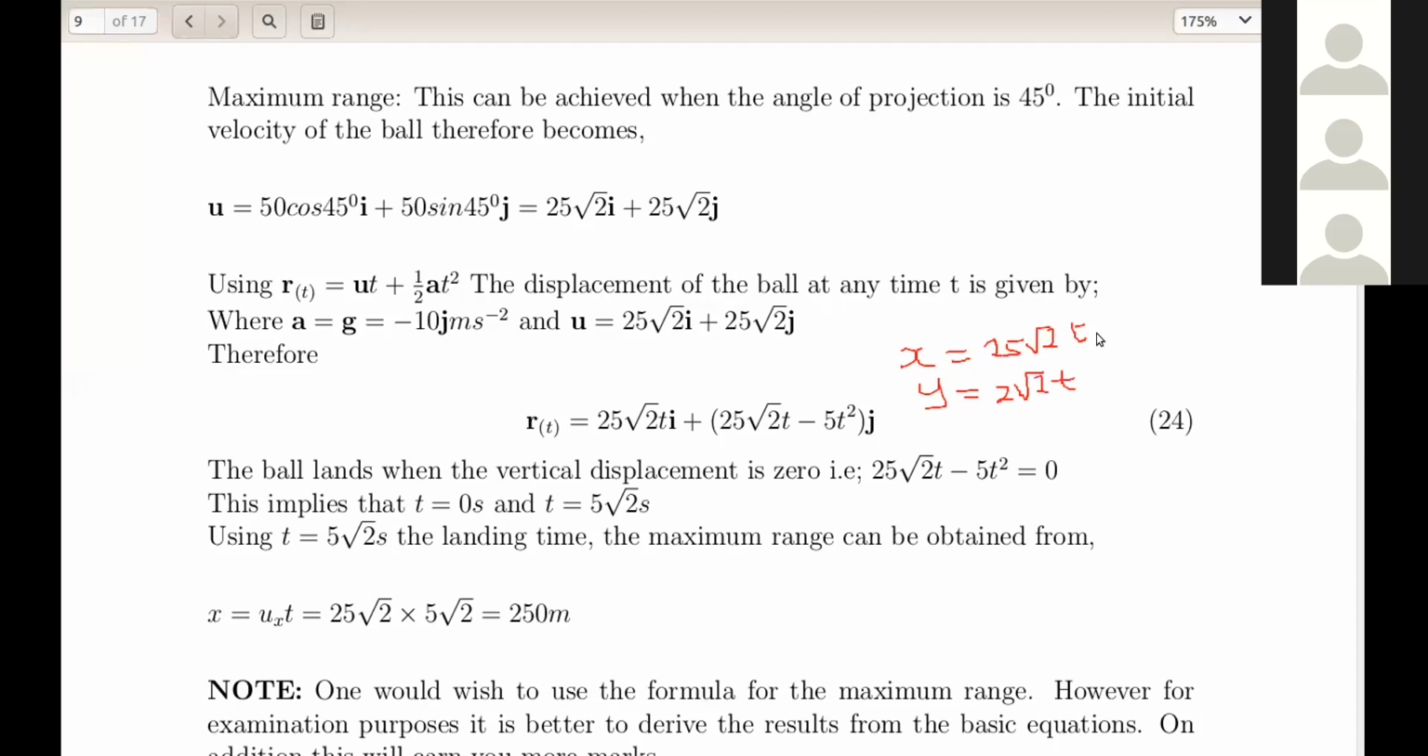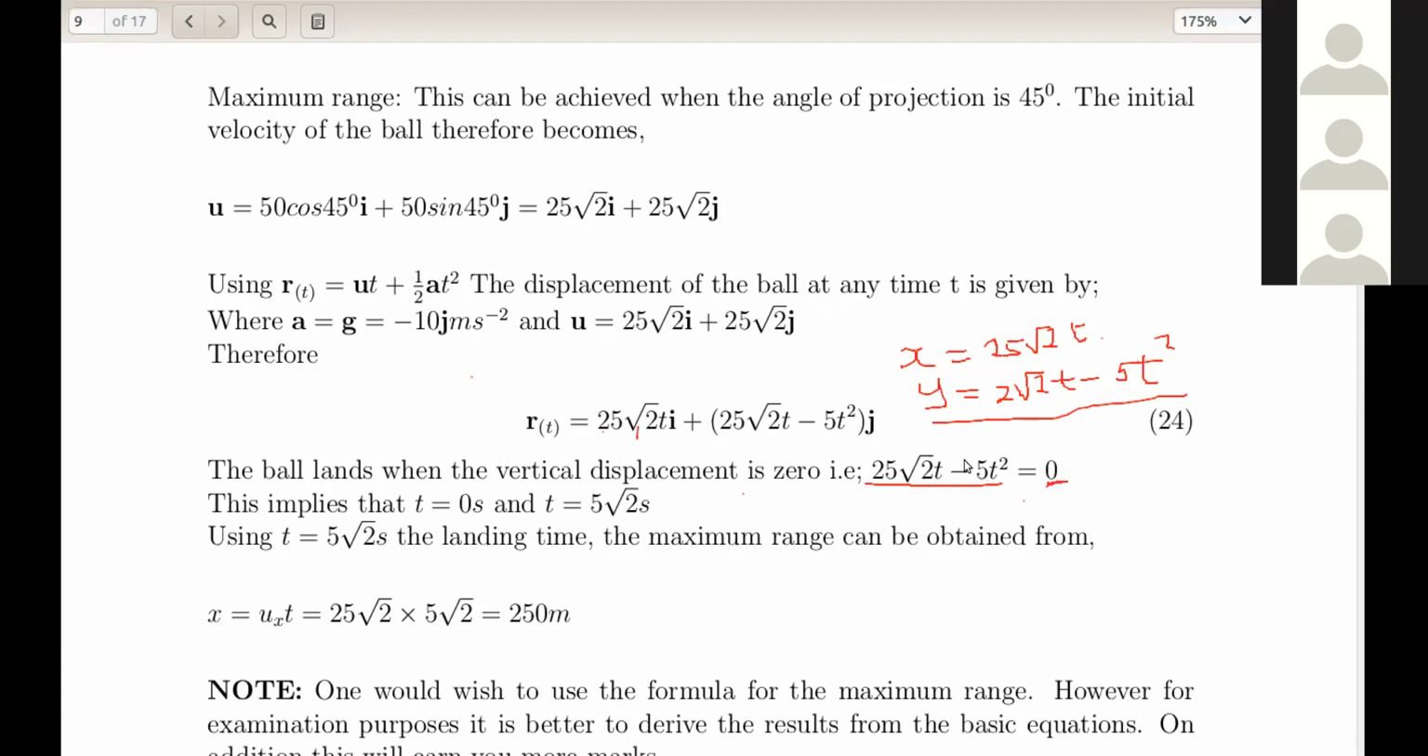The first approach that we used, we were having equations of this nature. Now the two equations can be made into one when we are dealing with the vector approach. So the position at any time t describes the i and j, the x and y component in the same equation. That's why after this equation 24, I split it into two parts. The first part is the vertical, which is this one. And since the ball lands on the same horizontal ground, we say the vertical displacement is zero. That's why I equated to zero.